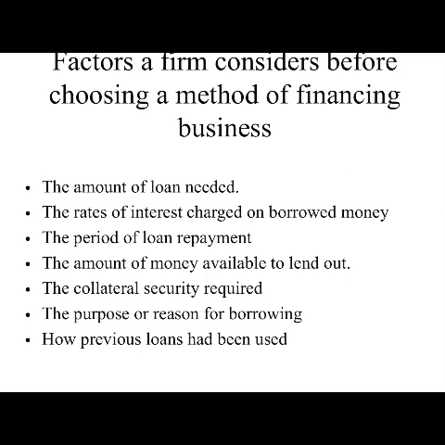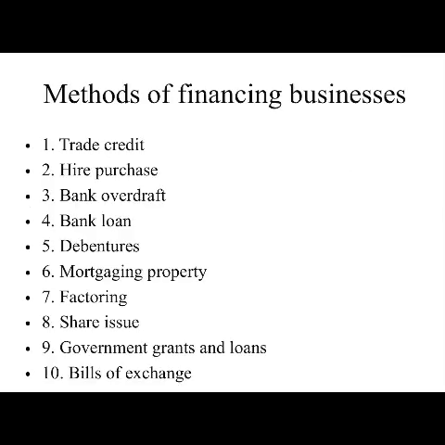The amount of money available to lend out. The collateral security required. We know most of these loan-based companies need collateral before they lend you money, so what security is required for that collateral? The purpose or reason for borrowing money. And how previous loans have been used. If you have borrowed a loan as a business, how did you use the previous loans? You need to consider all those factors. All right. Now let us look at the methods of financing businesses.